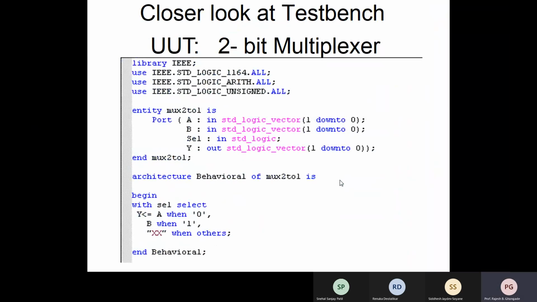Now let us have a closer look at the test bench for a 2-bit multiplexer. Library declarations as usual. Entity, this is how I have declared the port, that is the entity declaration. A is in STD_LOGIC_VECTOR 1 downto 0. It is a 2-bit input. B is also a 2-bit input.